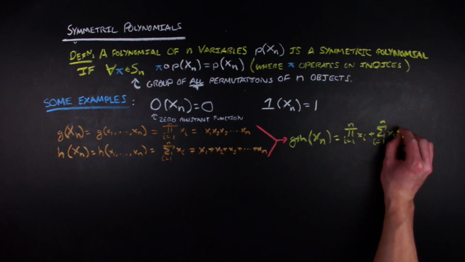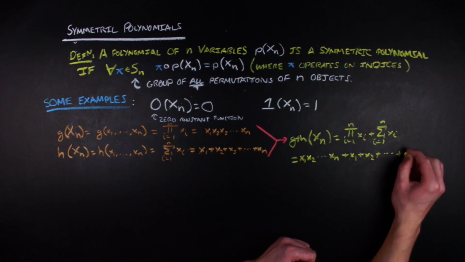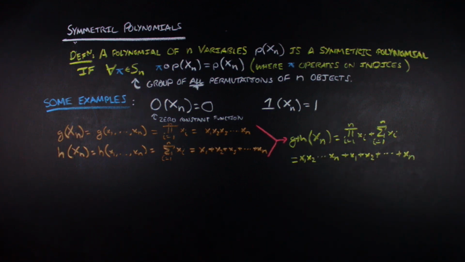individually. When you shuffle any of the variables, that product will still contain all n variables, and that sum will always contain all n variables, but it'll just be in a different order in each case, and you can use commutativity of each operation to get things back in line.